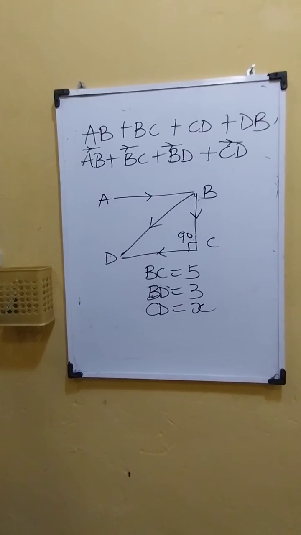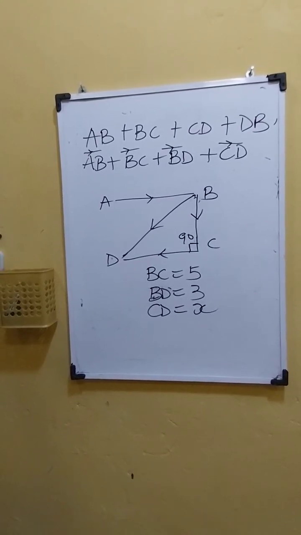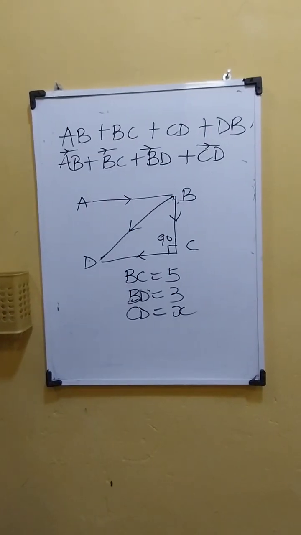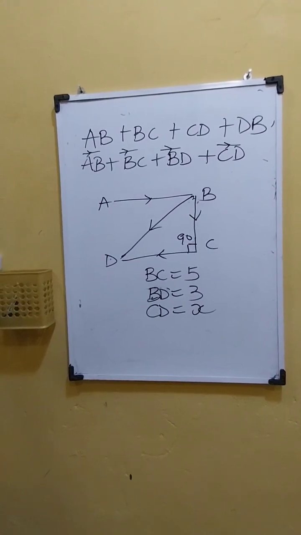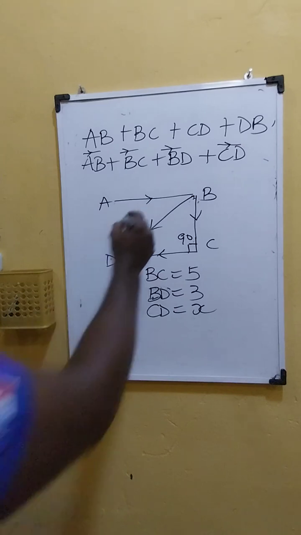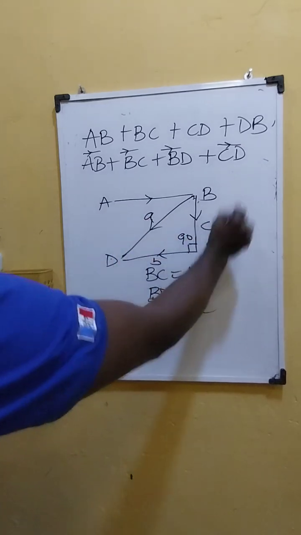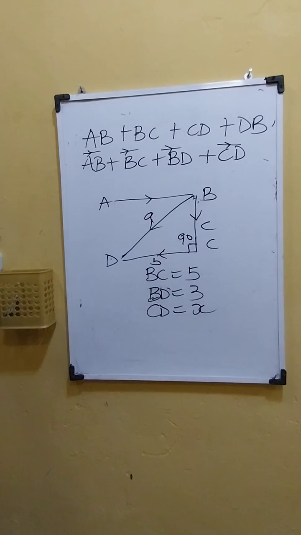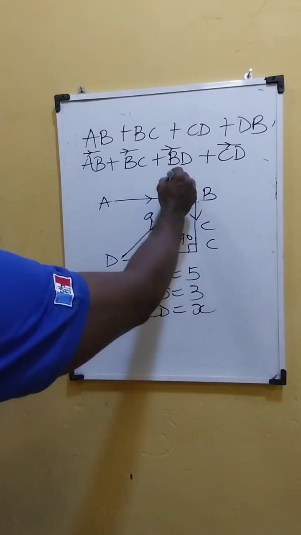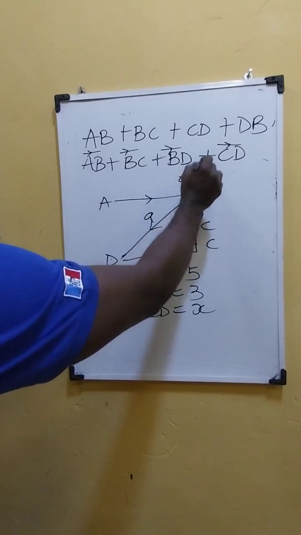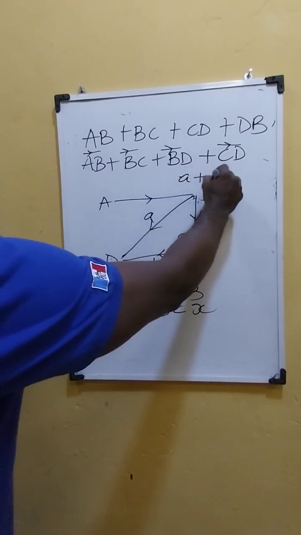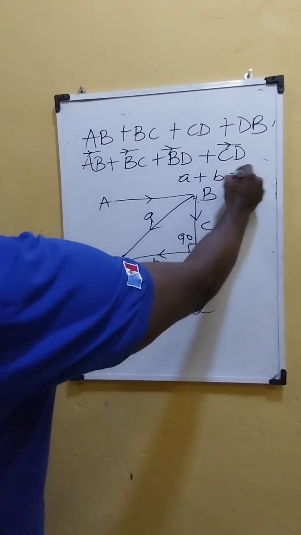Okay, so let me save the time. The way to get CD is to apply Pythagoras theorem. And we did that in the first class. Which we have A, B, C. When you obtain a right angle triangle, what do you have? A squared plus B squared is equal to C squared.